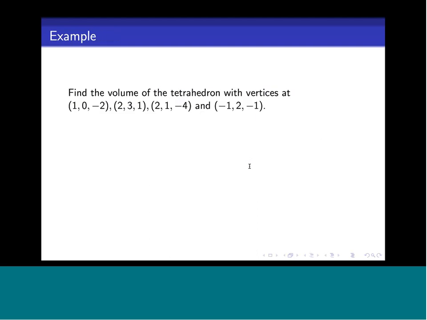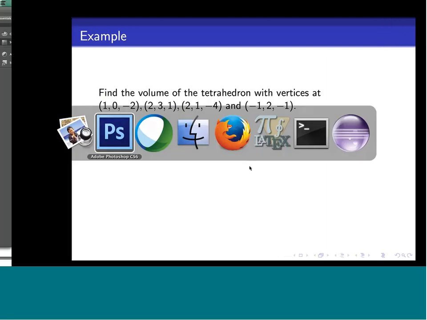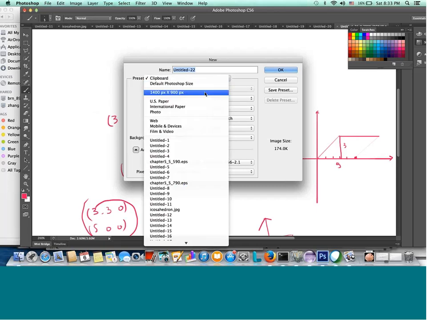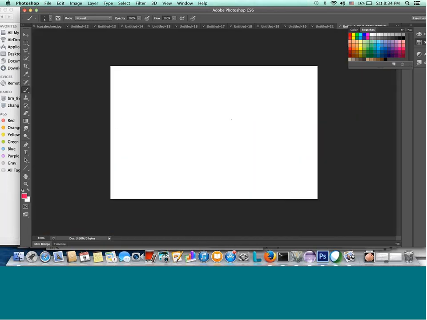Now let's find the volume of the tetrahedron with vertices at four points. That is something you definitely need to know. Given four points in space, find the tetrahedron formed by those four points. So how do we do it? Actually it's pretty easy.